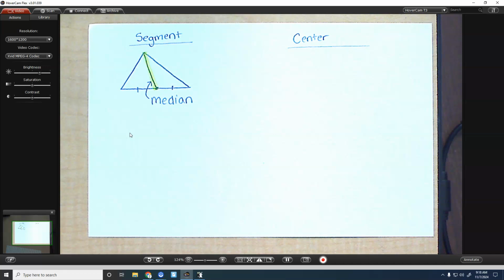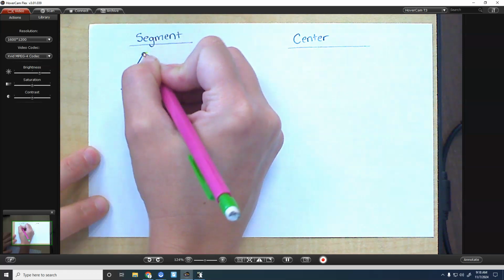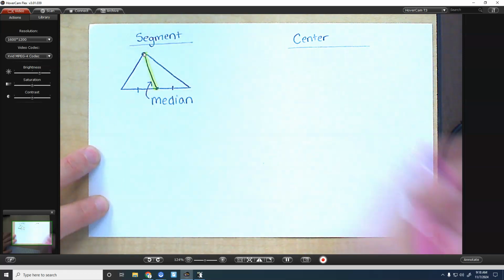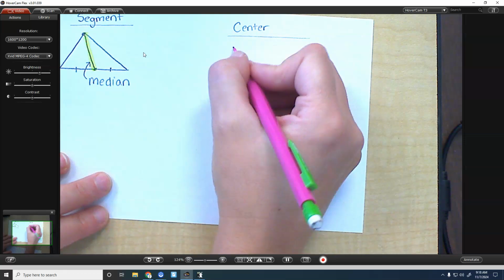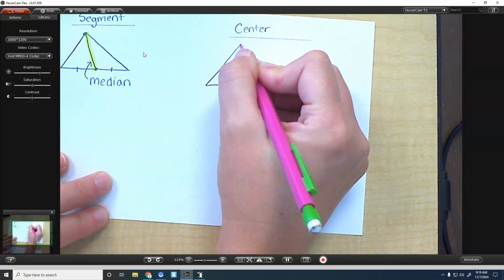They do look similar. I agree. But we know this is a median because it goes from the vertex to the midpoint. Okay? So for our center, we're going to draw a similar triangle to what we just drew.